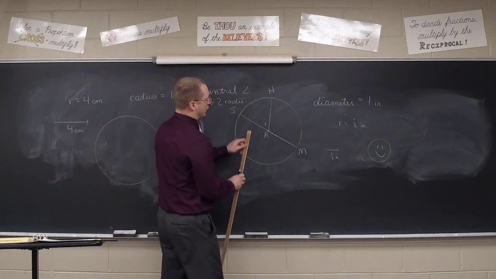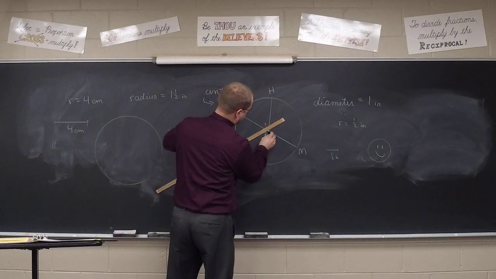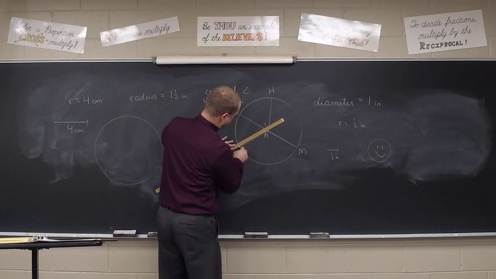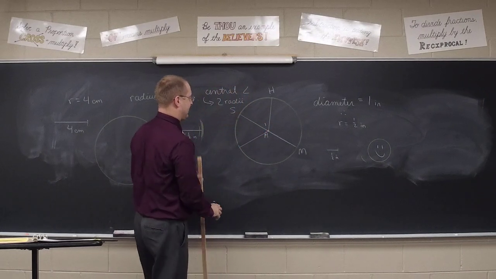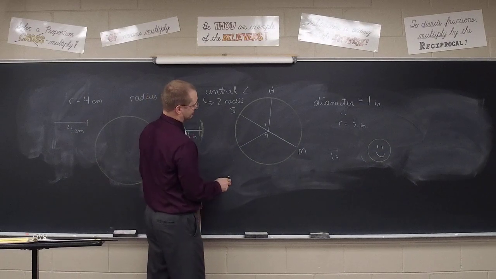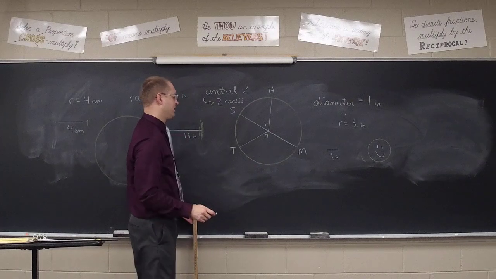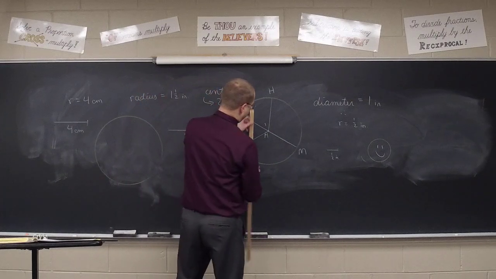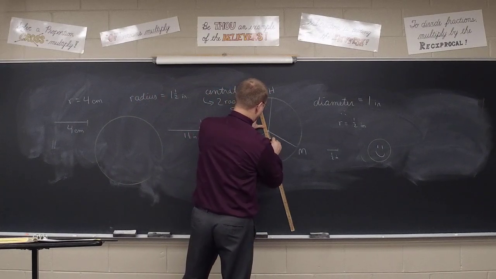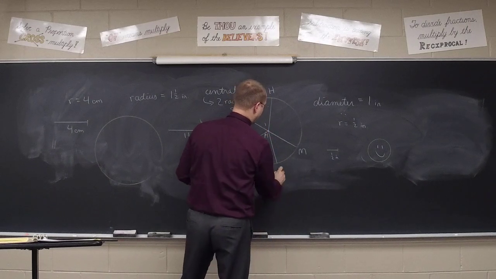Draw, if you would, another radius, and let's see, I'm not sure if we can keep this Sam-I-am bit up, but let's call this S. We already have an S. Oh. T, Tam, Taz, I don't know. And then draw, if you would, 1 more radius, and call this R.